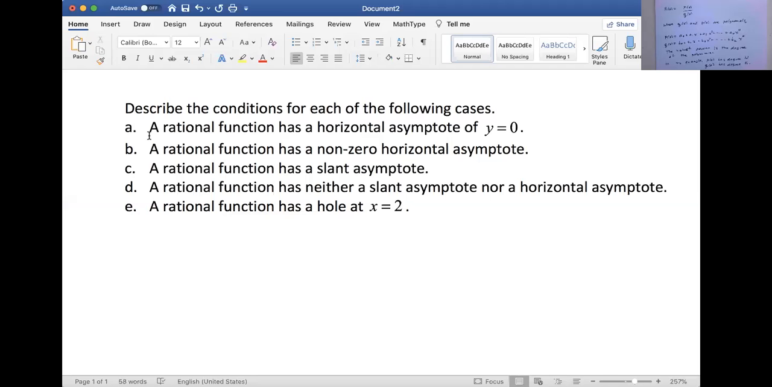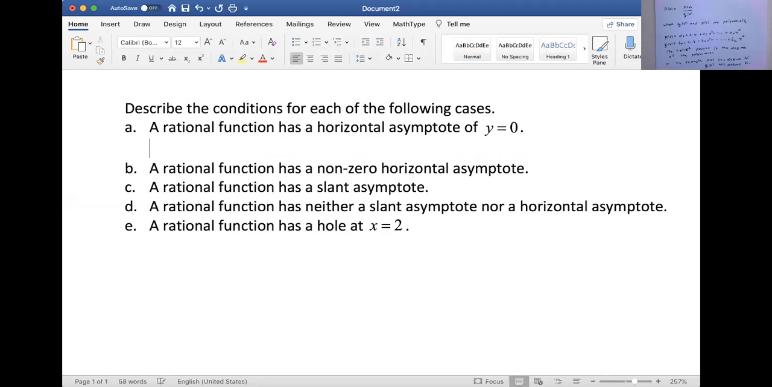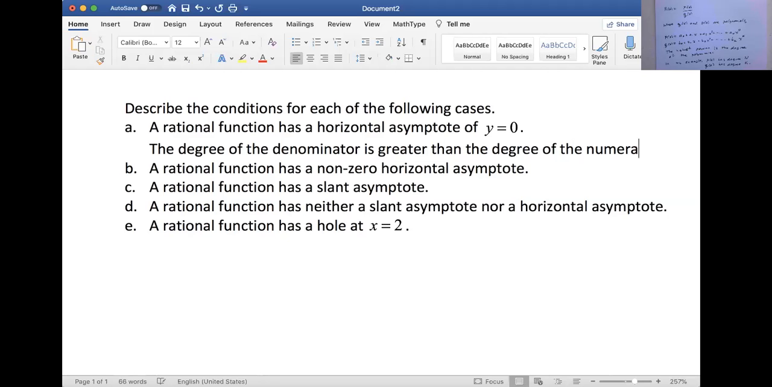A rational function has a horizontal asymptote of 0. What does that mean? When does that happen? Well, that occurs if the degree of the denominator is greater than the degree of the numerator. So whenever that happens, if you have a higher power downstairs, you will have a horizontal asymptote at y equals 0. We could look at an example.